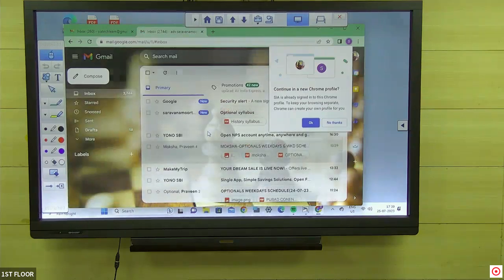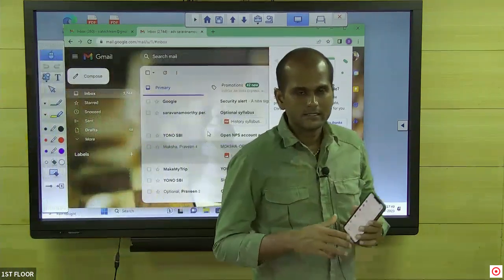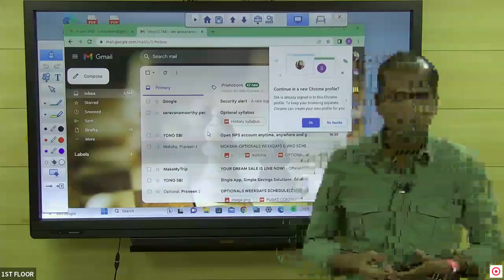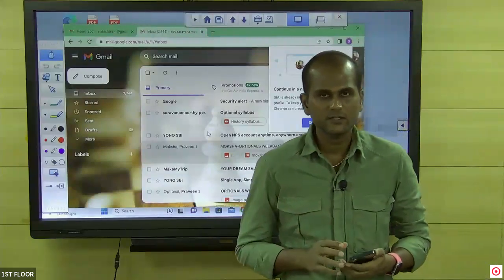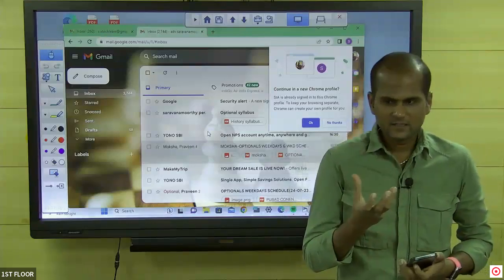I'll give 2 to 5 minutes just to go through the syllabus, because those who are online, since I couldn't send it, because I had to open a Telegram group or channel. So online students, just open the history optional syllabus in your Google search, just to go through it, because it's the first thing related to this.